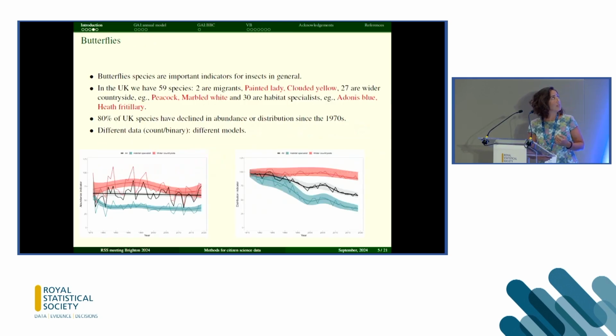So why butterflies? They are in general important indicators for insects, and they are really loved by people. So we have thousands and thousands of volunteers who go out and collect data for us regularly. They also are in decline in abundance or distribution, or both in the UK. And we have different data, so both count and binary data. So we have the opportunity to develop different models to obtain trends of this type for abundance and distribution over time.